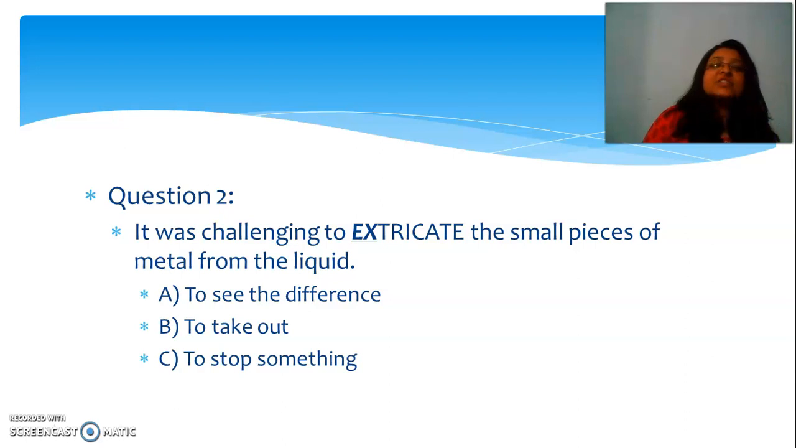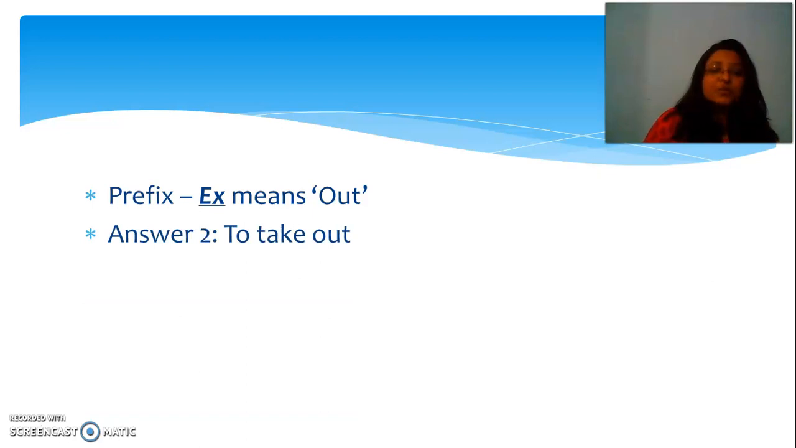Question number 2. It was challenging to extricate the small pieces of metal from the liquid. Now again, we don't need to know the meaning of the entire word extricate. If there are options given to us and we are aware of what the prefix ex means, we should be able to take a guess. Let's say the prefix ex means out. Therefore, the answer is going to be to take out.